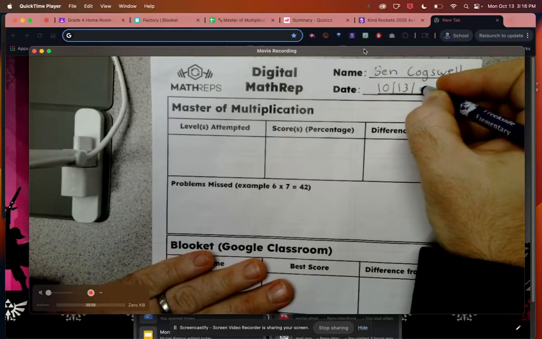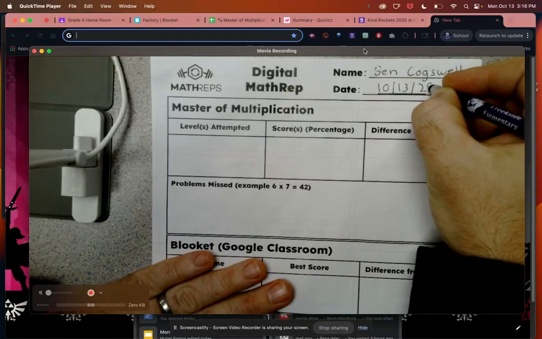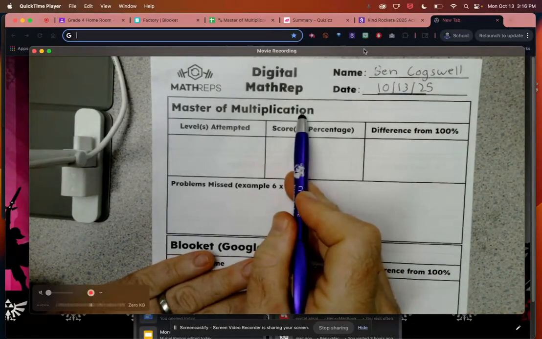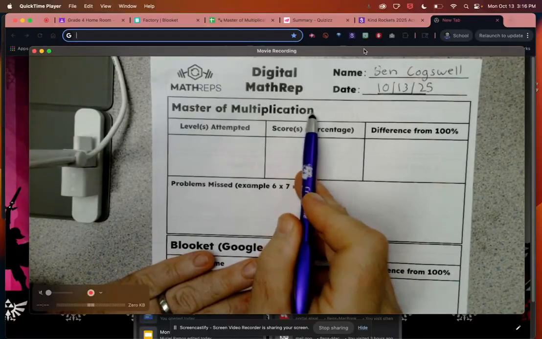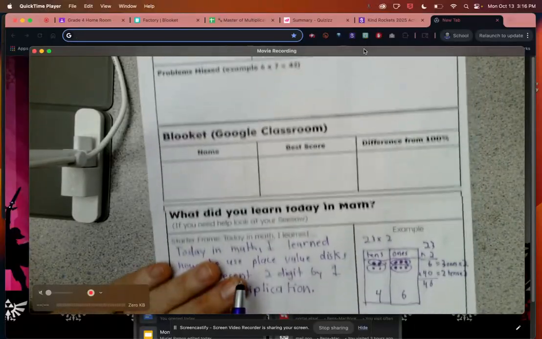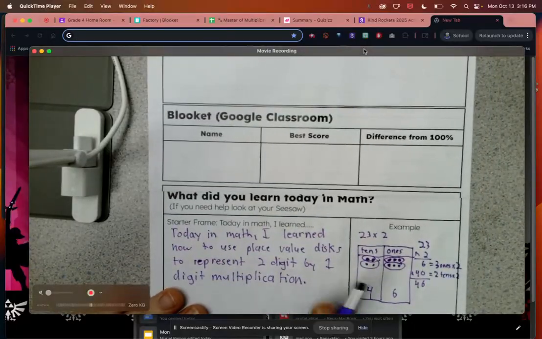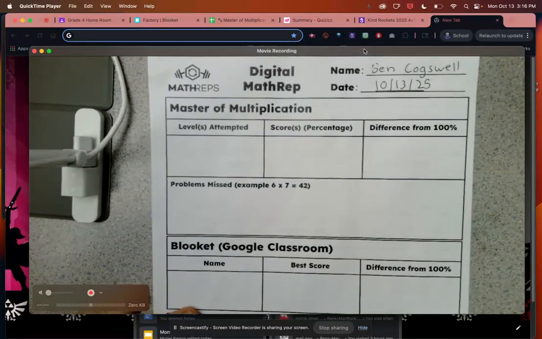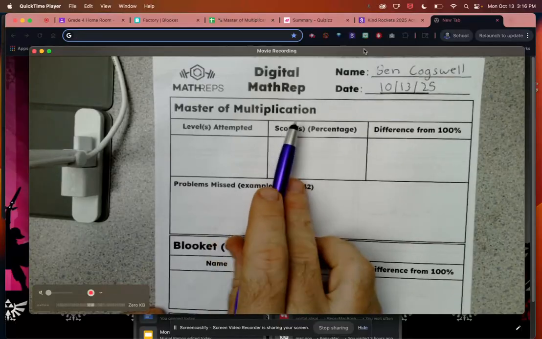Now it's called the digital math rep because there's a few things you're going to need open. You're going to need your master of multiplication, that's in Google Classroom, but I'll remind you where. You're going to need your Blooket, and you're going to need your Seesaw, okay? So I've already done some of this to save some time. The first thing we're going to do is our master of multiplication.